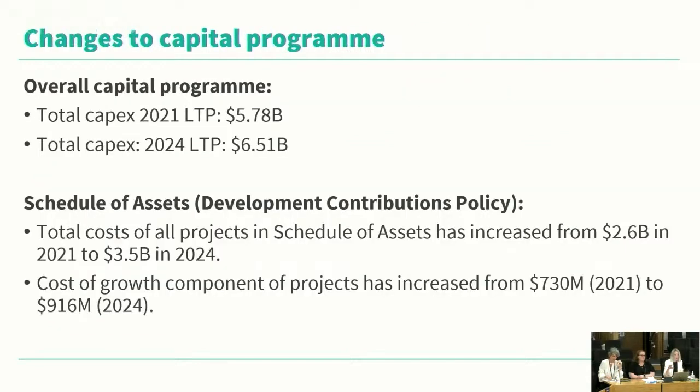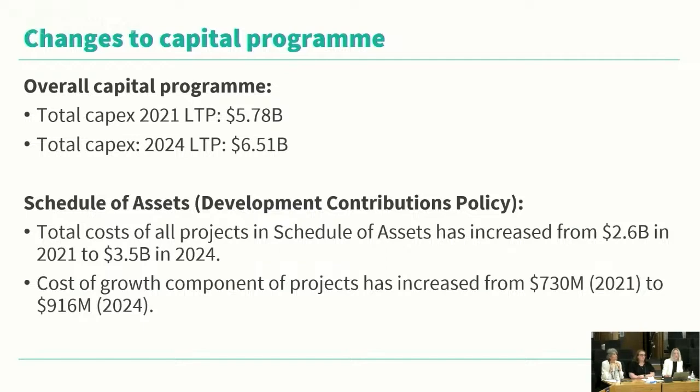So I'll talk through some of the components of that top line of the calculation, and then Amy will discuss the growth projections. So in terms of capital expenditure, the capital program increased significantly between 2021 and 2024. As a reminder, the overall capital program in 2021 was $5.78 billion and was $6.51 billion in 2024. And then we identify all projects in the capital program with a growth component. The schedule of assets within the DC policy lists the capital projects with the growth component.